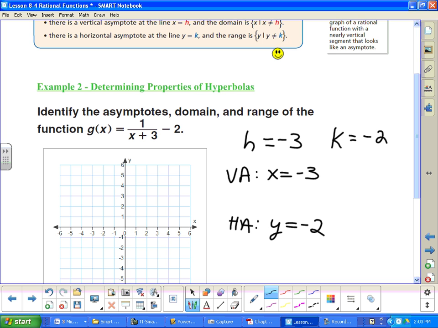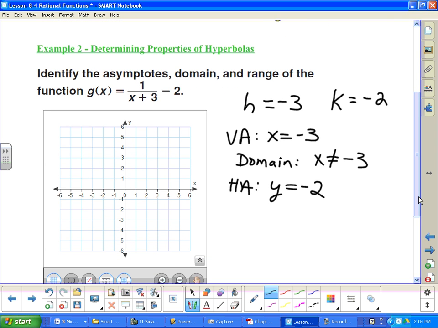Vertical asymptotes are x equals h. Horizontal asymptotes are y equals k. So then our domain would be that x is not equal to negative 3, because it exists for every value except for that one. And the range is y is not equal to the value of k.